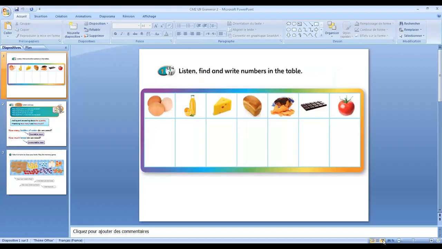So today we are going to have some grammar. Look at these pictures. We have so many pictures here. We are going to listen and find, find and write numbers in the table. It means we are going to find the number of each thing here, or the quantity of each thing here. For example, how many eggs, how many bottles of juice, how much cheese, and so on. Okay, so first of all, let's listen.